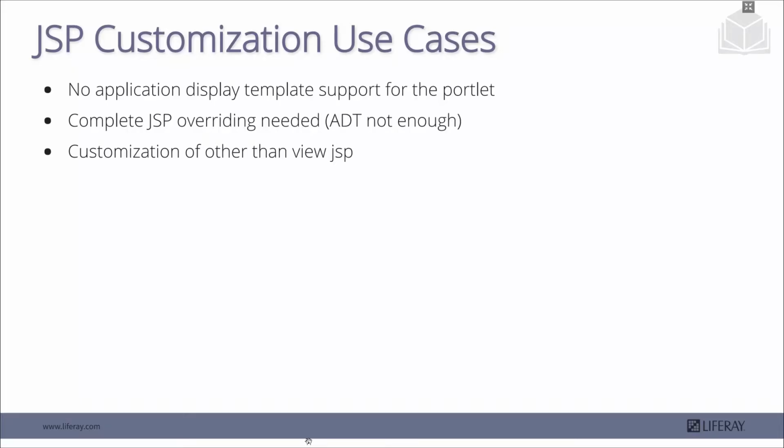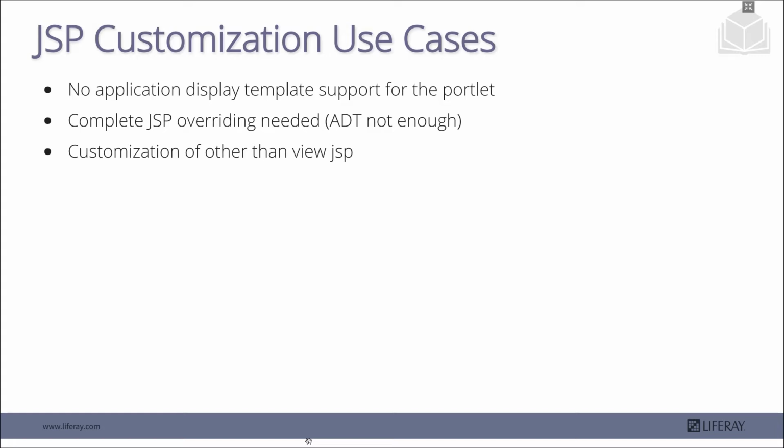So when do we need to customize our JSPs specifically? The first situation that calls for this is if the application that we're trying to customize does not support ADTs. Second, maybe we need to really modify the JSP. Maybe we want a lot more customization than what an ADT offers. This would warrant a JSP override as well.